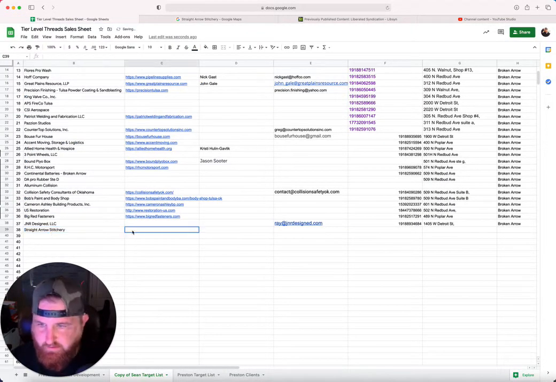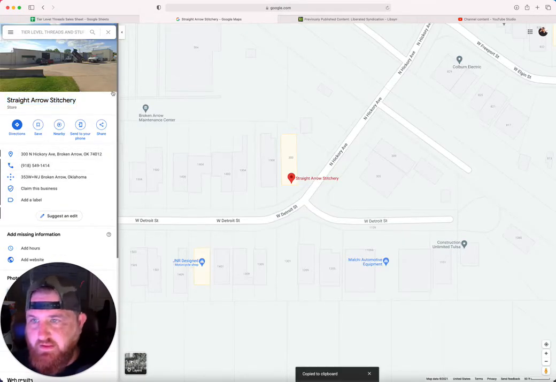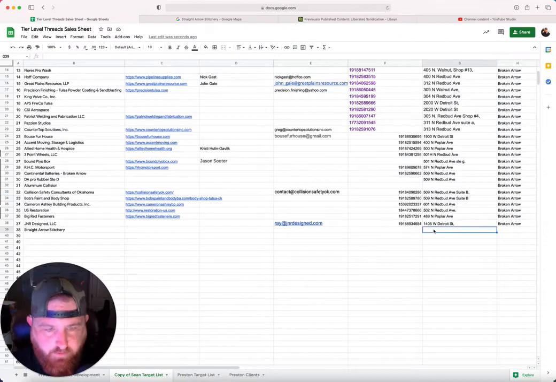And you might be saying, well, what if they do embroidery? I don't know if that's what they do. They might stitch leather. They might do other types of things. But why not learn about them when I go to meet them?